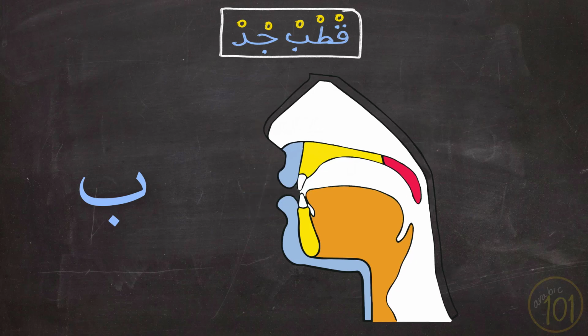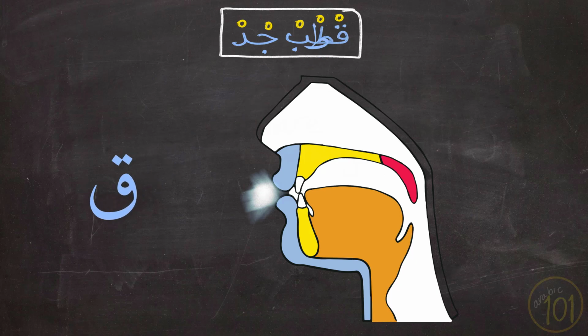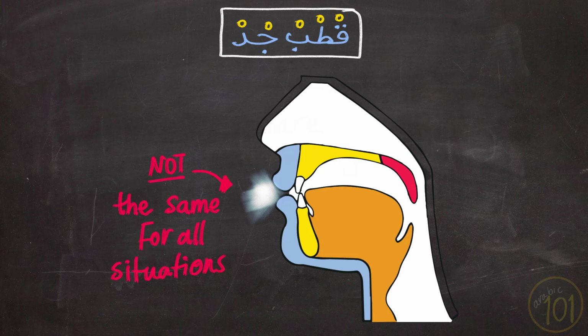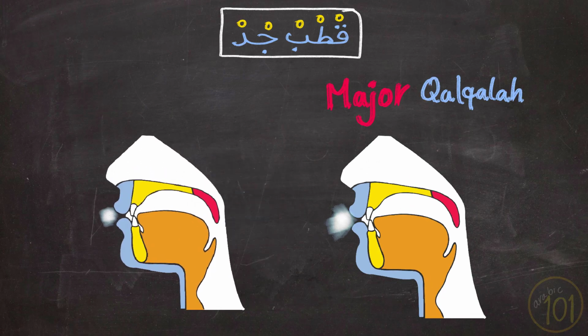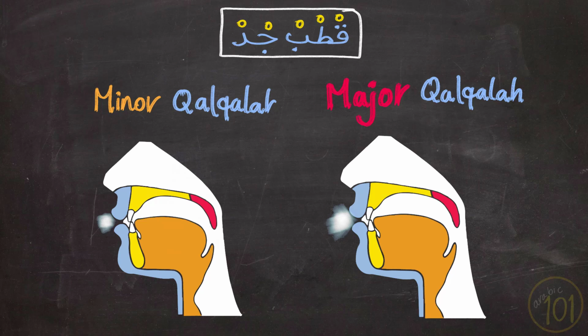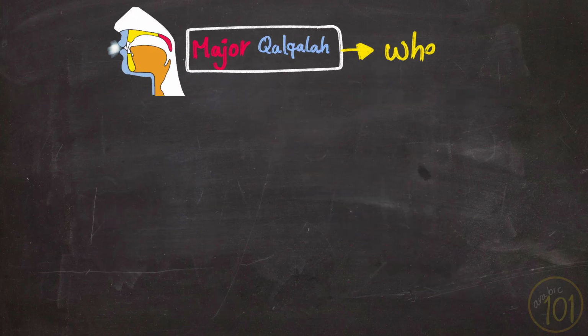Ab, ab, ab. And we apply the exact same technique with the other 4 letters depending on the makhrij of each of these 4 letters. Now, this gush of air produced is not the same in all positions of these letters. There are 2 degrees, major qalqalah and minor qalqalah. In the case of major qalqalah, it happens when you stop at a word ending with a qalqalah letter.